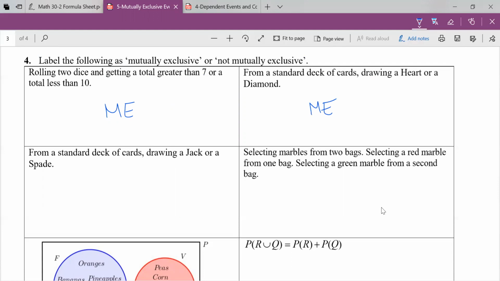From a standard deck of cards, drawing a jack or a spade. Well, that's not mutually exclusive. If it's not, provide me an example why it's not. Well, it's called the jack of spades, right? It's both. So if it's not mutually exclusive, you should always be able to provide an example of why not. Okay, selecting marbles from 2 bags. Selecting a red marble from 1 bag and selecting a green marble from a second bag. Yeah, it's mutually exclusive. They've got nothing to do with each other, right? They're 2 separate bags.